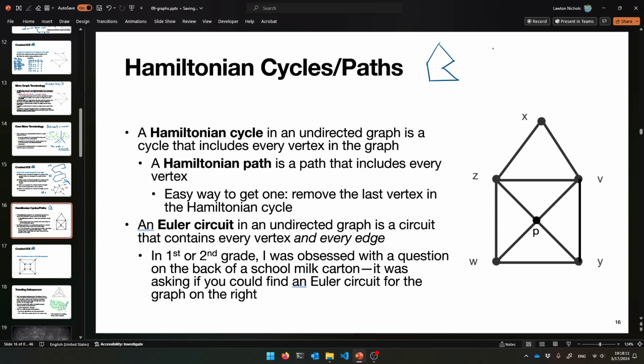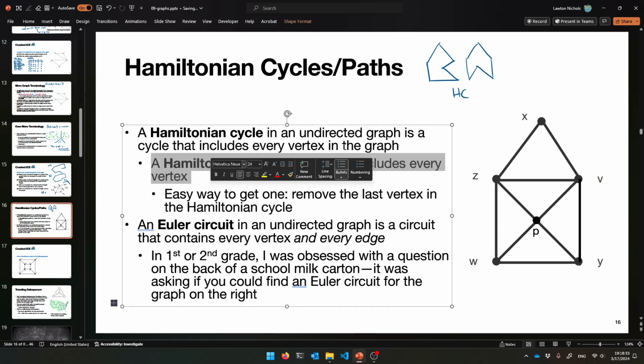There are multiple, right? You can go this way, down, got to go in the middle somehow, so let's do there. So another shape. Those are both Hamiltonian cycles. They include every vertex in the entire graph. That's pretty cool. So those are Hamiltonian cycles. Let me put those next to each other. Hamiltonian cycles. A Hamiltonian path is just a path that includes every vertex.